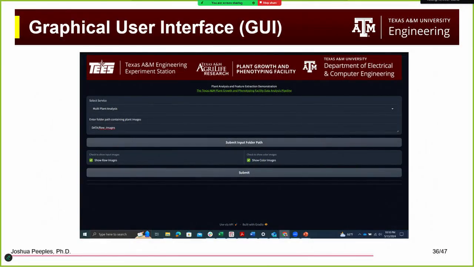So a very simple interface, we wanted to make it very easy. And so someone just selects, oh, you just want to analyze plants. You say where your files are located from the facility. And then we do everything that I mentioned before on the back end and then serve it to an end user.